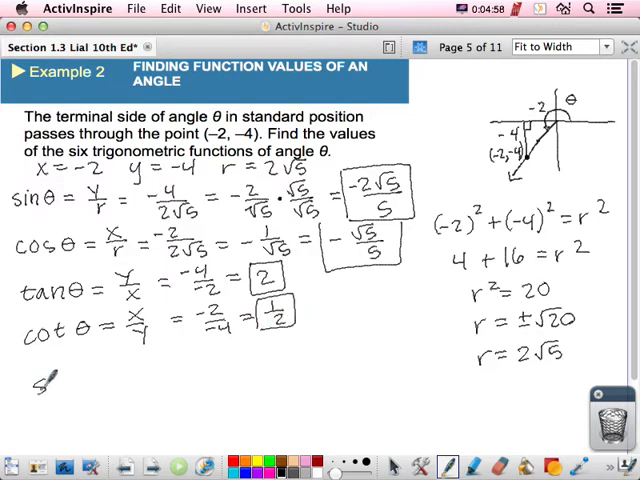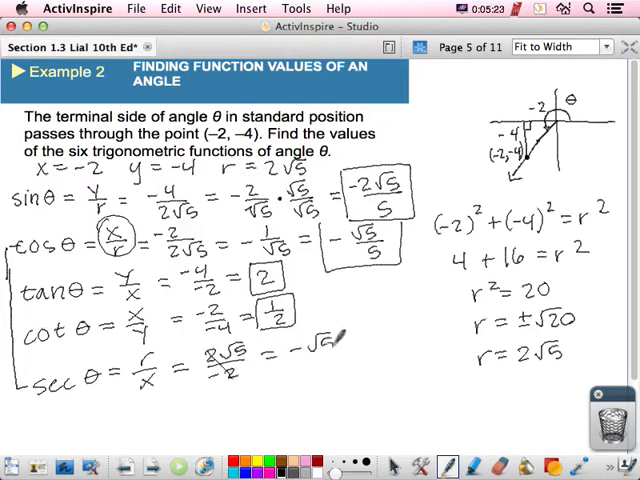Then there's secant. Secant is r over x. If you forget, it's the reciprocal of cosine. So these two go together. So it's just the reciprocal of this. r over x is equal to 2 square root of 5 over negative 2, which in this case is just negative square root of 5. And finally, there is cosecant, which is r over y.